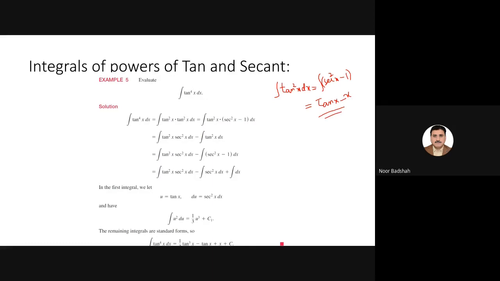If we have the fourth power, we write that as tangent square into tangent square. Then you convert one tangent square as secant square x minus 1, and then you get tangent square x into secant square x. See, the derivative of tangent is present there, and tangent square can be directly replaced by tangent x minus x, as I did there. And then you can do this integration.